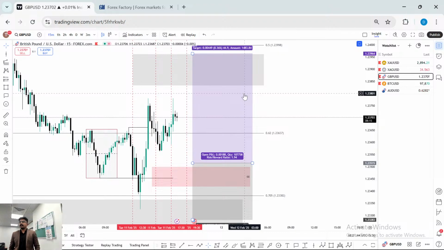Is there any other pair you guys have, or you guys have already analyzed? You can mention in the comments. Don't go with CHF pairs. Anything other than that, like GBP CAD or maybe Euro AUD, AUD JPY.